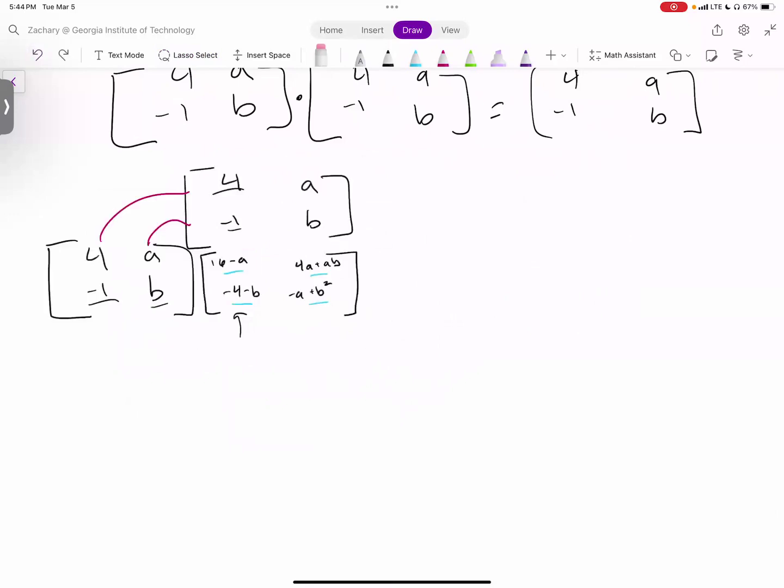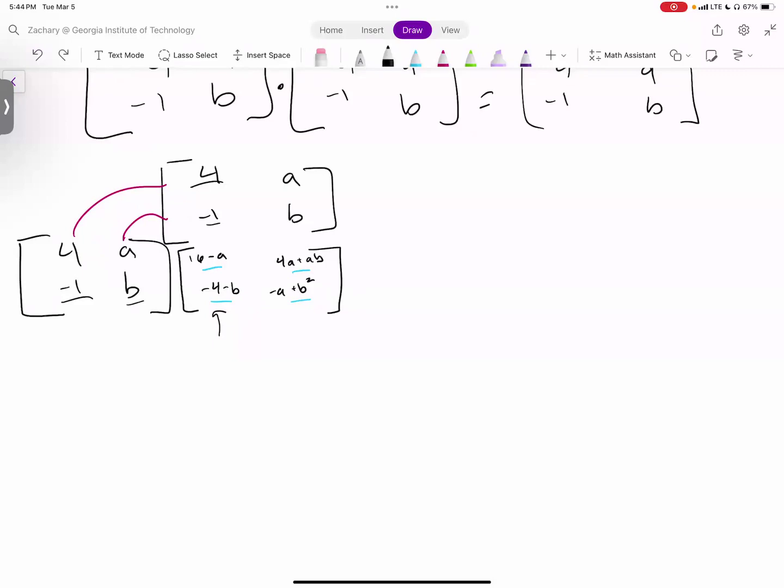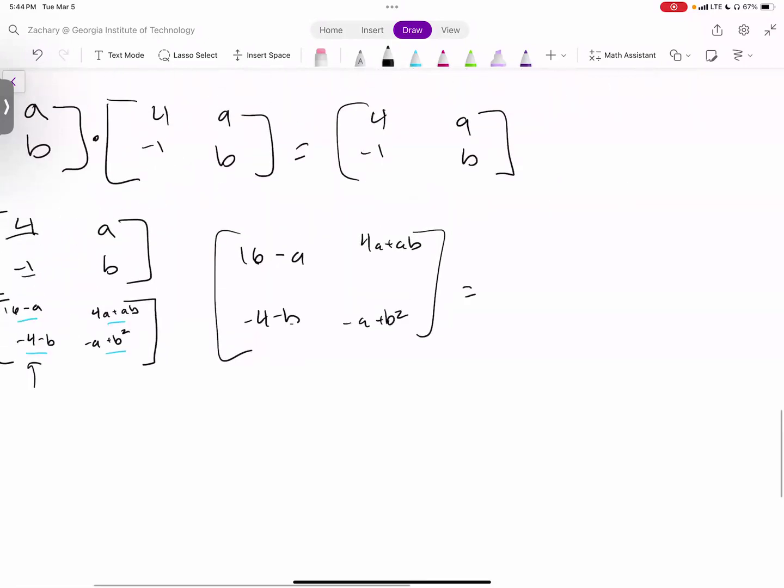Okay, so now what we have is 16 minus a, minus 4 minus b, 4a plus ab, minus a plus b squared. This is A times A, which is just equal to A.